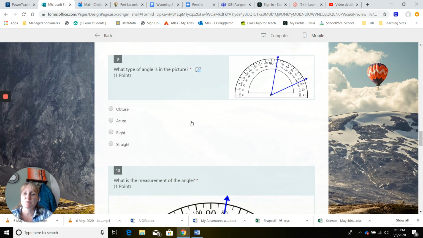Okay, problem number 9 is where we get a little tricky. So this goes back to that little thing I said at the beginning of determining what type of angle this is. They both are on the same side of the protractor, that 0 to 90 on this side. So that means this is an acute angle.